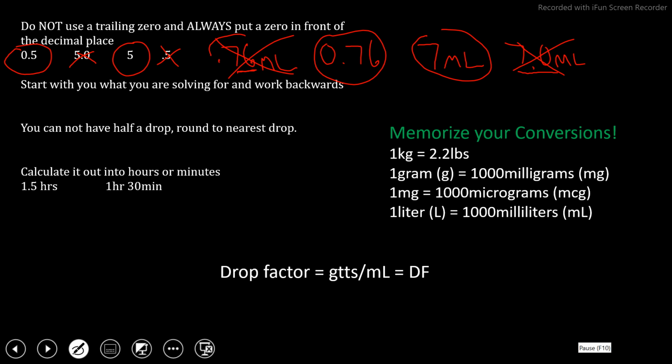Something that helps me a lot is if I start with what I'm solving for and then work backwards, which you'll see in the following problems we're about to do. You can also not have half a drop. So if you're solving for drops per minute, you can't have half of a drop. So if you're solving and you get 1.2 drops for the answer, you're going to want to round it. So this 2 is below 5, so it's just going to be 1 drop per minute.